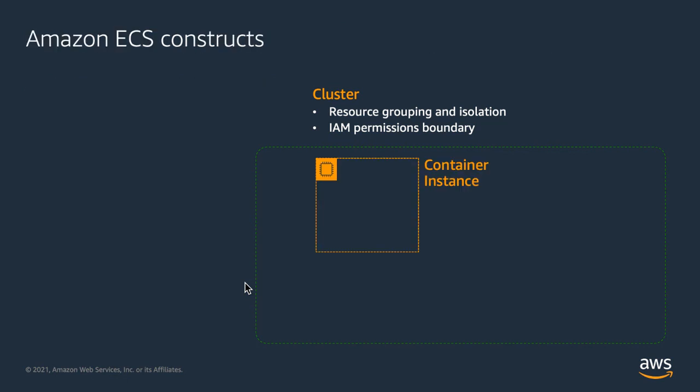So within the cluster, you can have container instances. A container instance is basically an Amazon EC2 instance that is running the Amazon ECS container agent. When you run tasks with Amazon ECS using the EC2 launch type or an Auto Scaling group capacity provider, your tasks are placed on your active container instances.